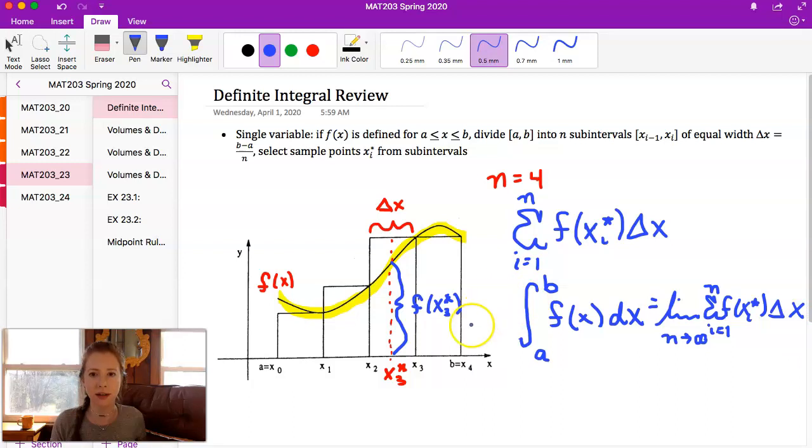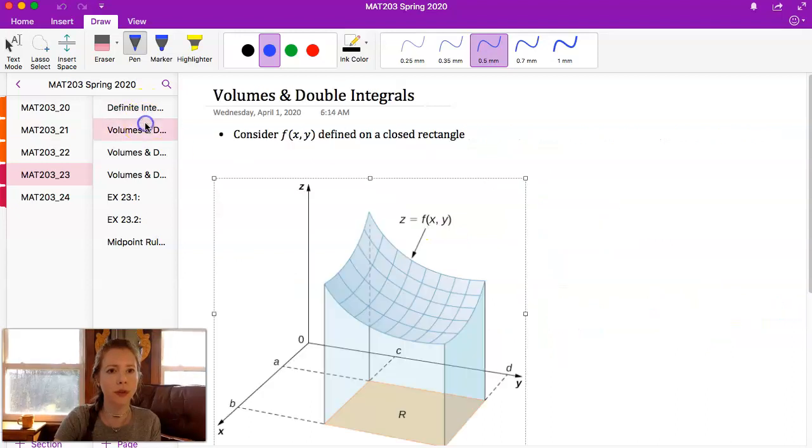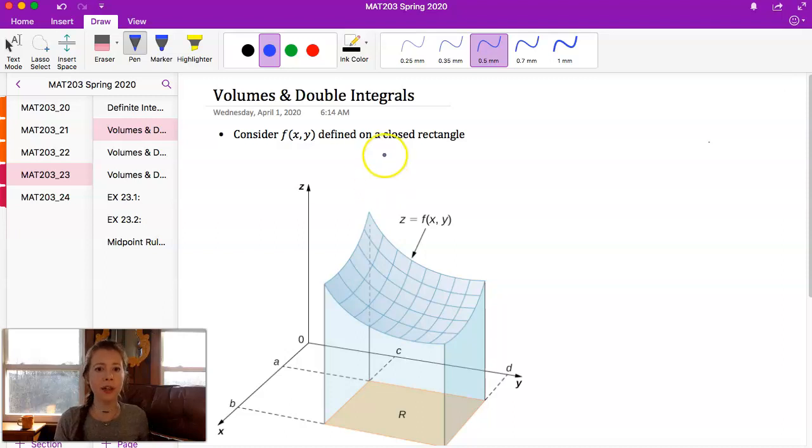And so this is going to give us the area under the curve. So now let's move forward to looking at double integrals. With double integrals, what we're doing is we're computing a volume under the curve. So we're going to consider some function of x and y, so a multivariable function defined on a closed rectangle.